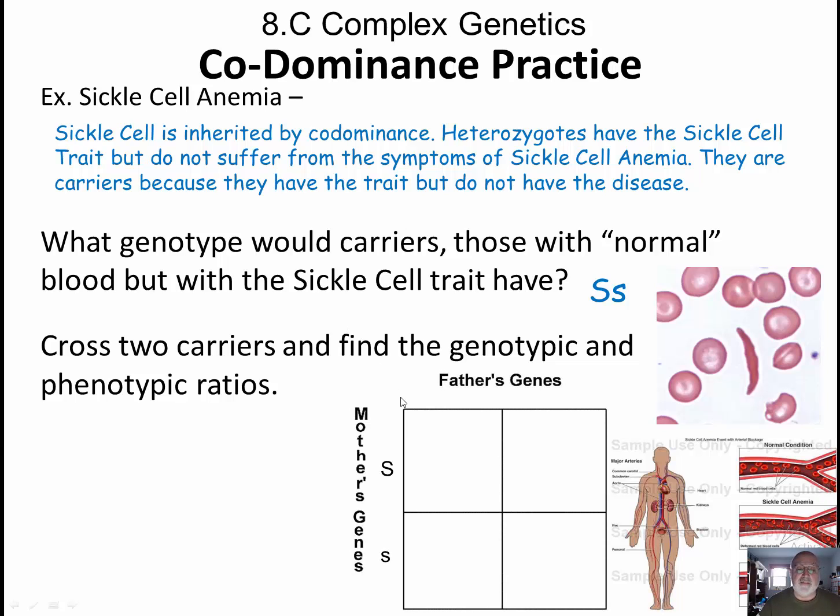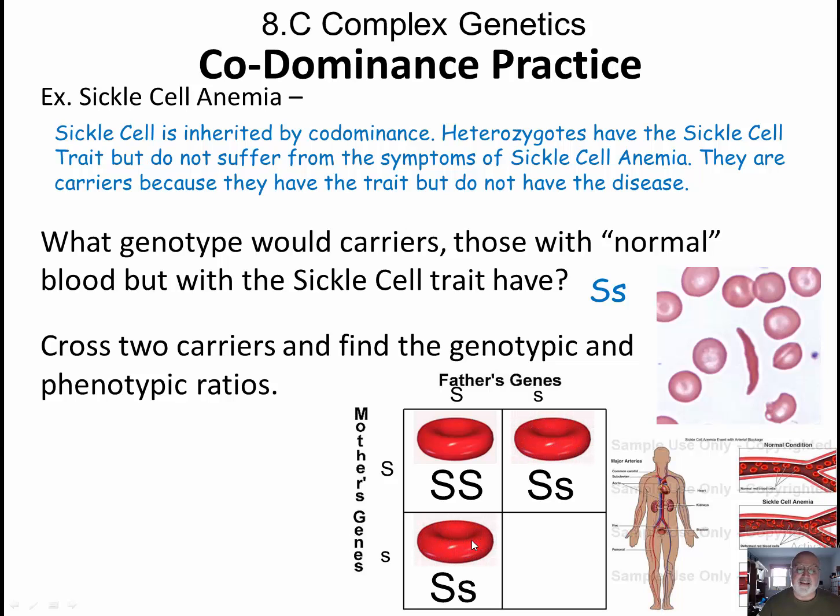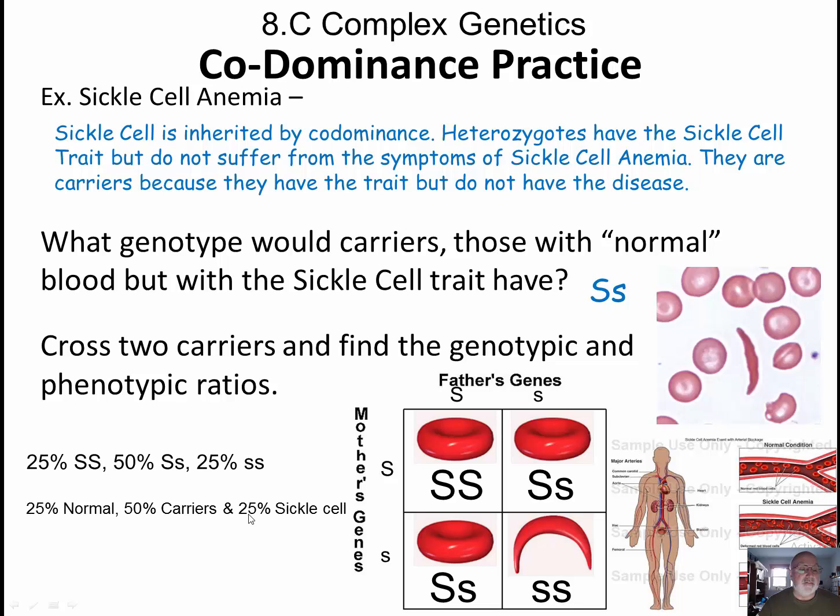So what we do is take mother's genes. Mother has a big S, little s. Dad has a big S, little s. 25% big S, big S, normal blood. 25% big S, little s, normal blood. 25% big S, little s. And we have 25% for little s, little s, for sickle cell. So 25% normal blood, 50% normal blood except you're a carrier, and 25% sickle cell.